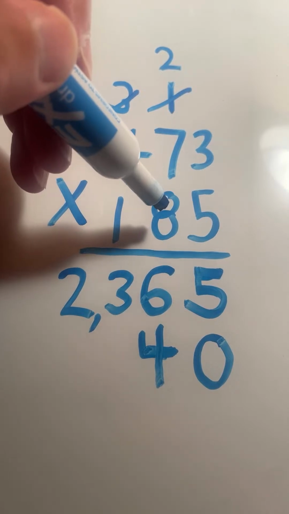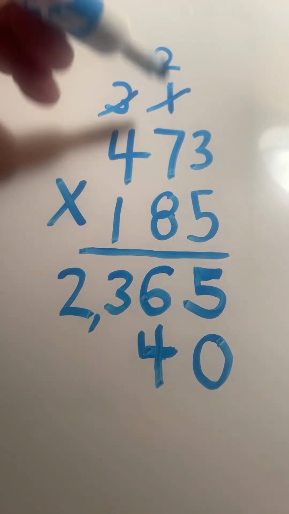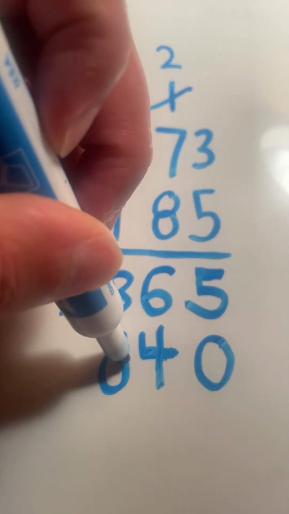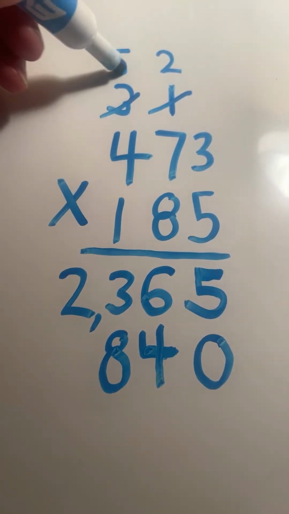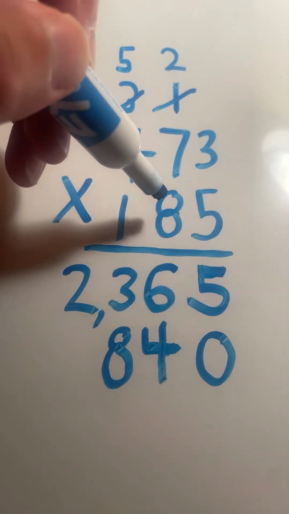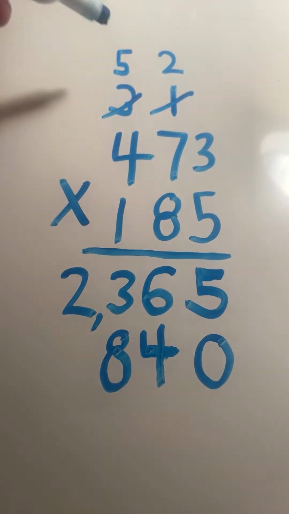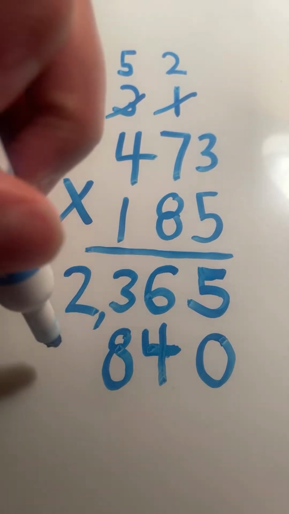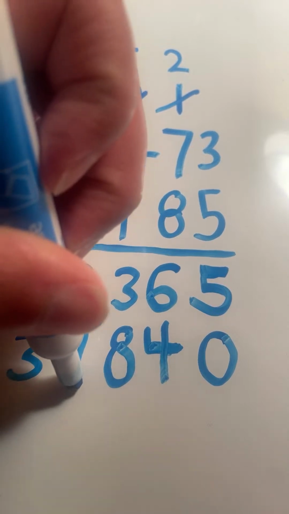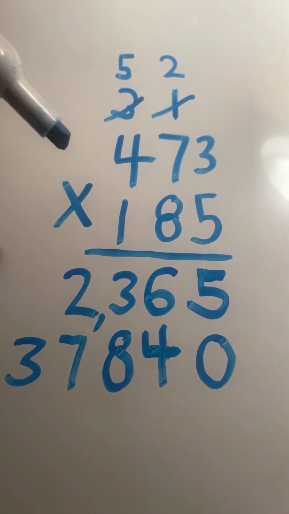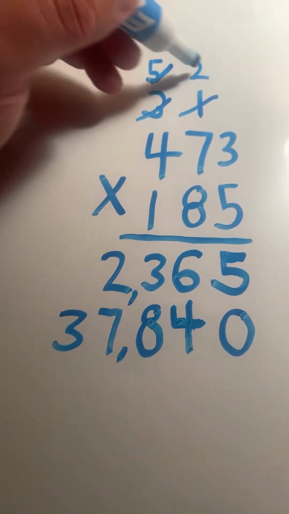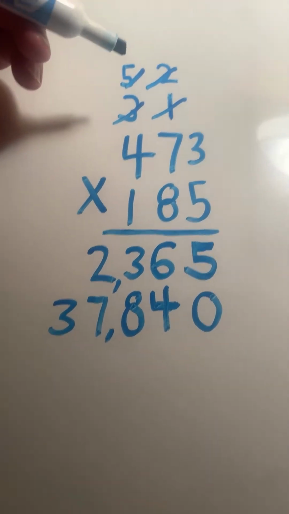7 times 8 equals 56, plus 2 equals 58. Again, we got to regroup. The 8 in 58 goes in the hundreds place. The 5 in 58 gets carried over to the thousands place. 4 times 8 equals 32, plus 5 equals 37. So one more round of multiplication.